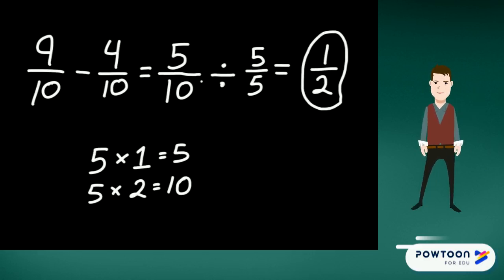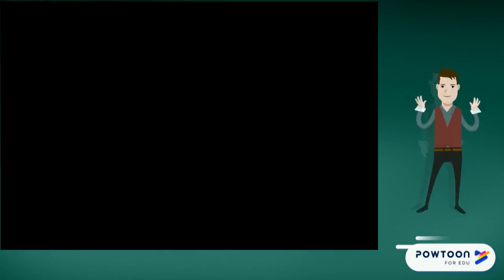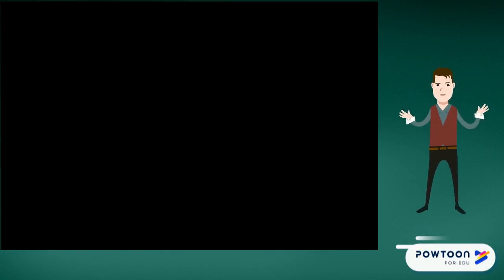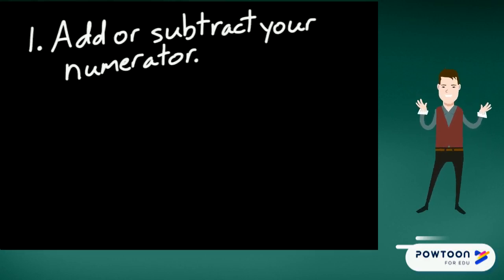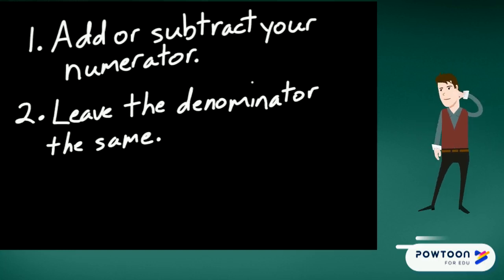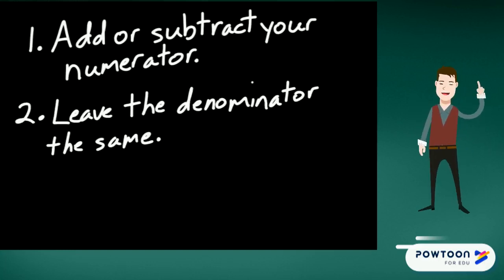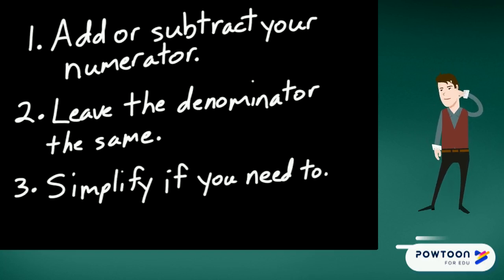Let's go over the steps one more time. Remember, when we are adding or subtracting fractions with like denominators, our first step is to add or subtract the numerator. We leave our denominators the same, then we simplify if we need to.